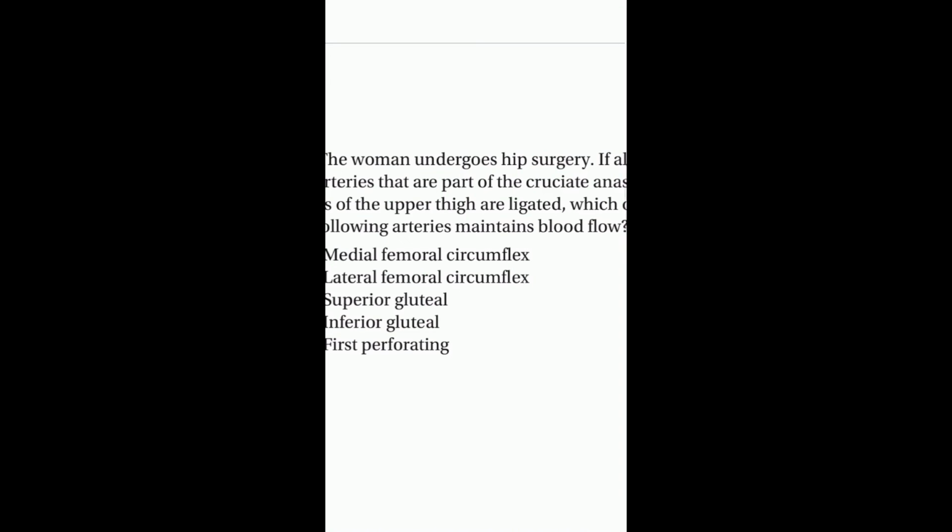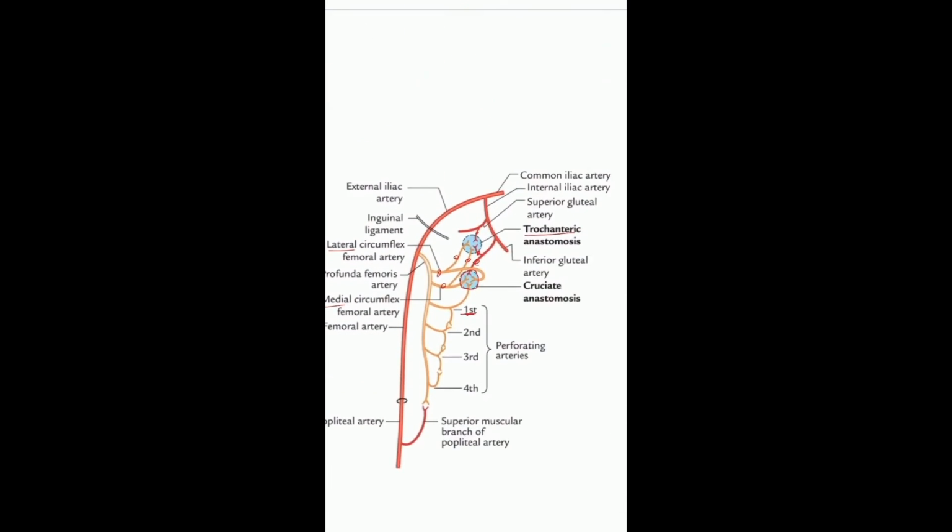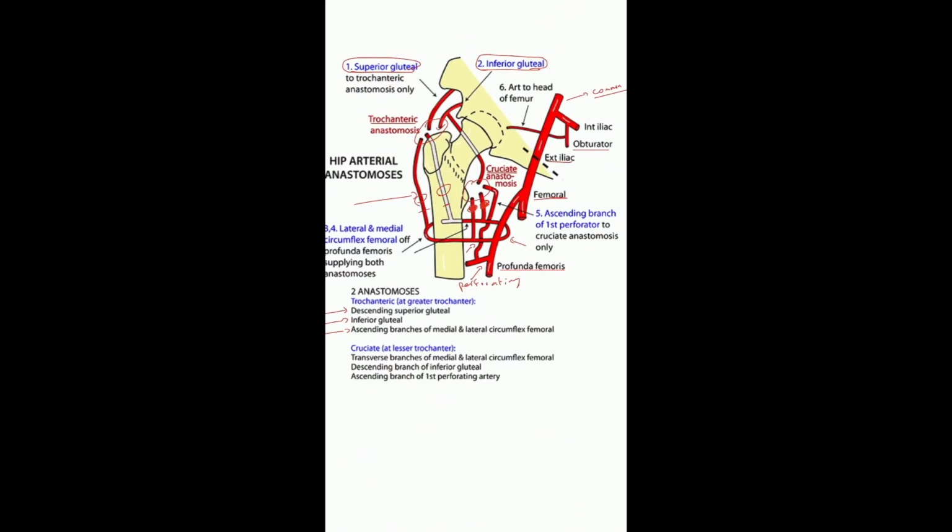Okay, if you answered C, it's correct. The superior gluteal, like I said, is not a part of the cruciate anastomosis. The cruciate anastomosis, again, involves the descending branch of the inferior gluteal, the ascending branch of the first perforating artery, and the two transverse branches of the medial and lateral circumflex.